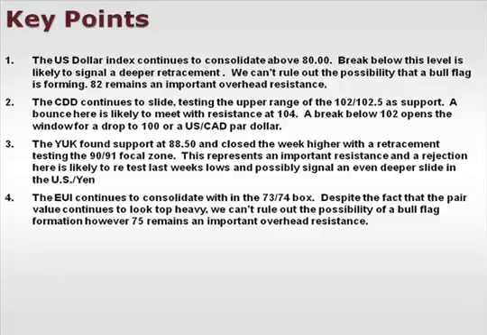The EUI continues to consolidate within the 73-74 box. Despite the fact that the pair value continues to look top heavy, we can't rule out the possibility of a bull flag formation. However, 75 remains an important overhead resistance.